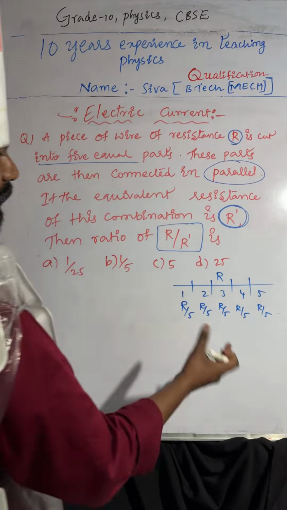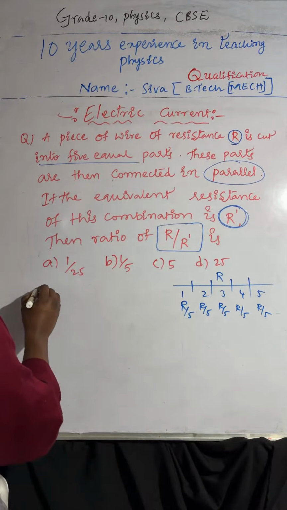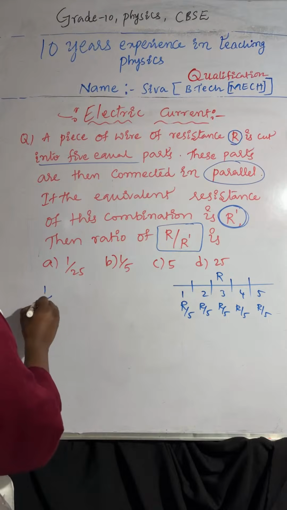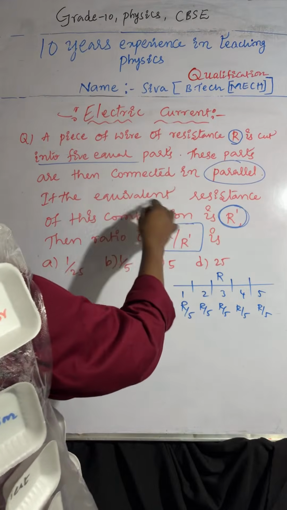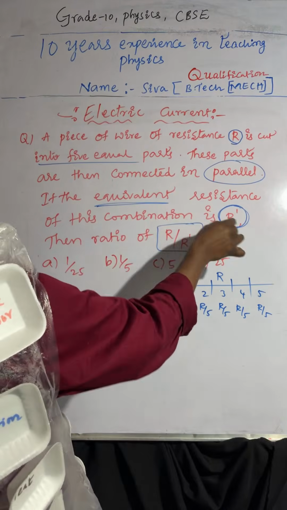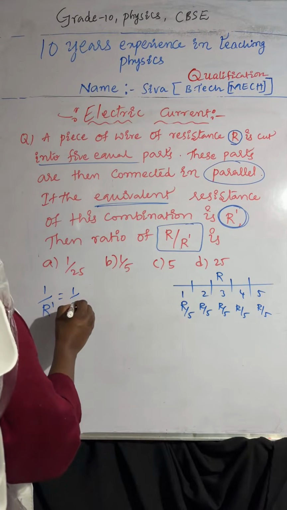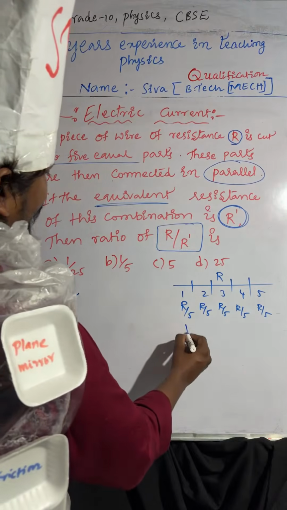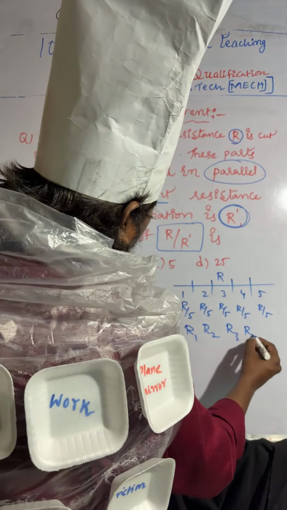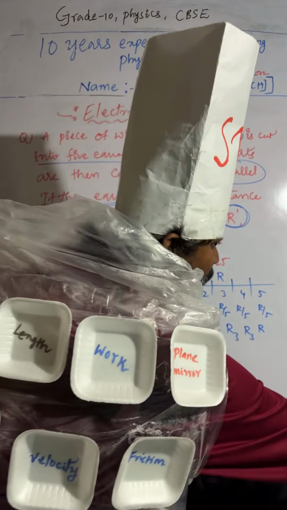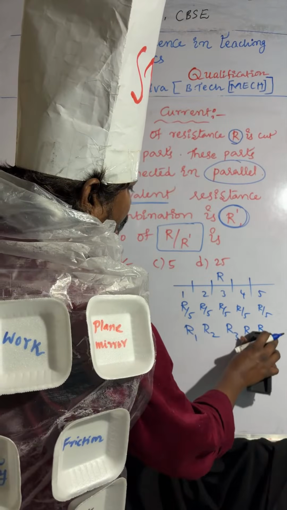So these are all connected in a parallel combination. So now you can see 1 by R dash. The equivalent resistance is R dash in a parallel combination. So that is 1 by R dash. I am taking R1, R2, R3, R4 and R5.